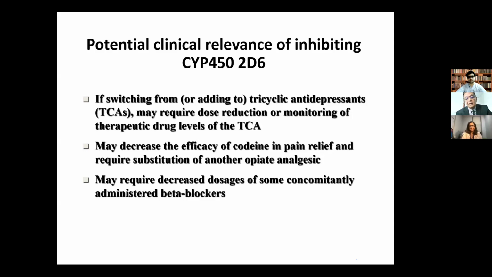So beta blockers are metabolized by 2D6, and if you give an SSRI which inhibits 2D6, you can simply understand what can happen. There can be a heart block, and the patient may die from it. So we need to be extremely careful.